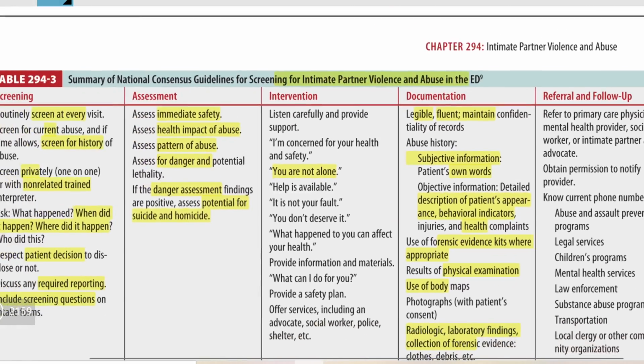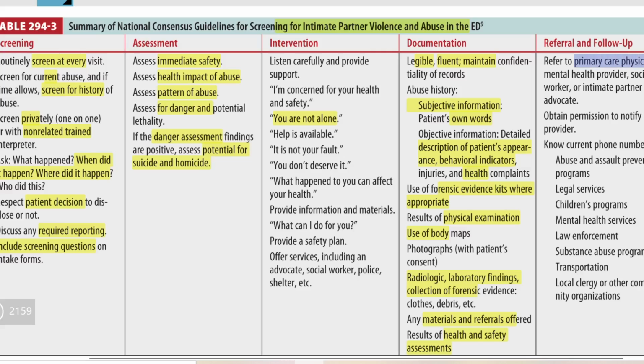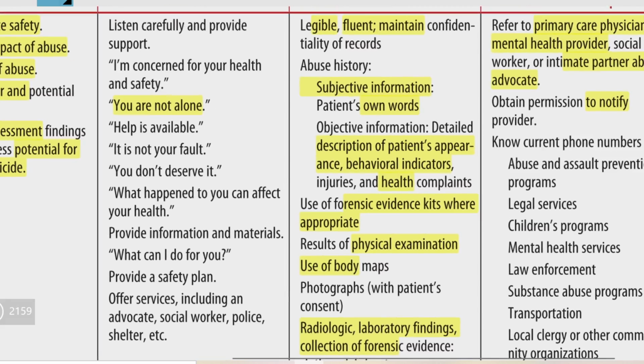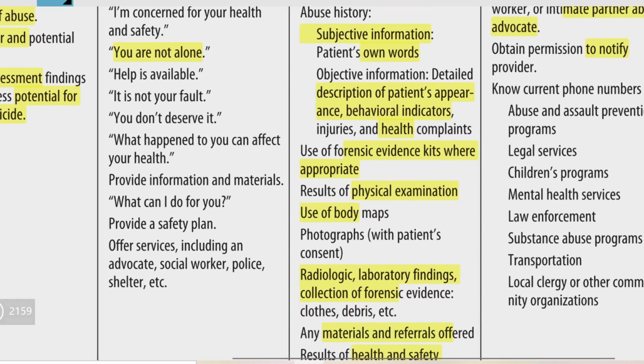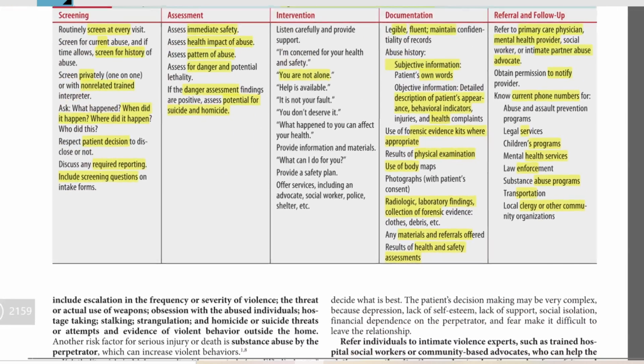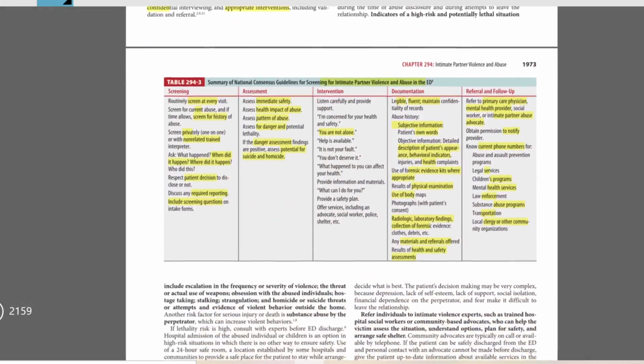And after finishing the documentation, we can refer to the primary care physician if the findings are negative, or a mental health provider if the patient has mental trauma, or a social worker or intimate partner abuse advocate, and obtain permission to notify the provider. Know the current phone numbers in your respective countries for abuse and assault prevention programs, legal services, children's programs, mental health services, law enforcement, substance abuse programs, transportation, local clergy, or other community organizations. So we must do all this. This concludes the video.